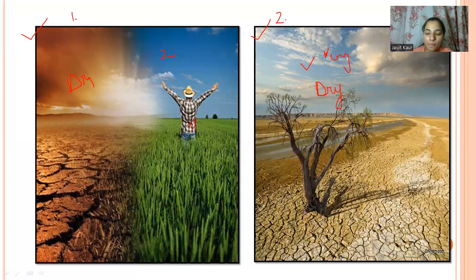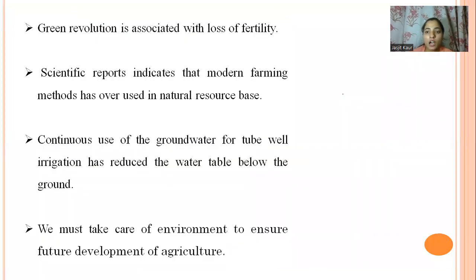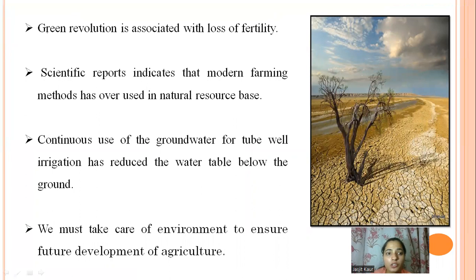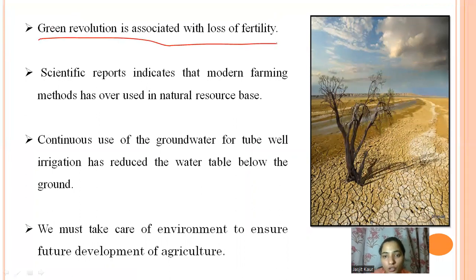Yes, very good, students. As most of you have written the right answer, modern farming methods, or when we use more chemicals in the agriculture field, can further affect the land. We will see how modern farming methods have affected the land in the village Palampur also. So the green revolution is associated with loss of fertility.